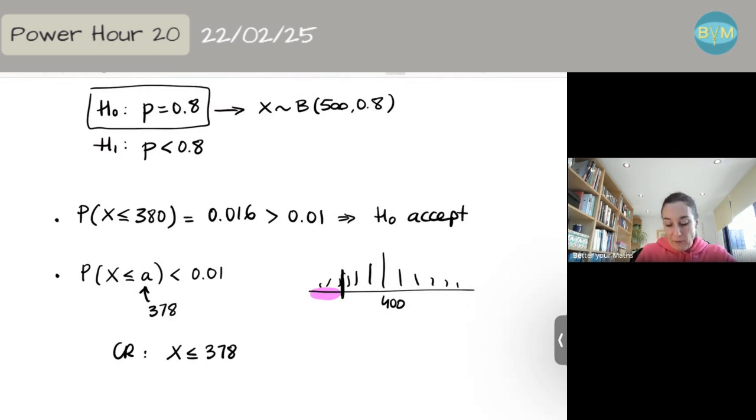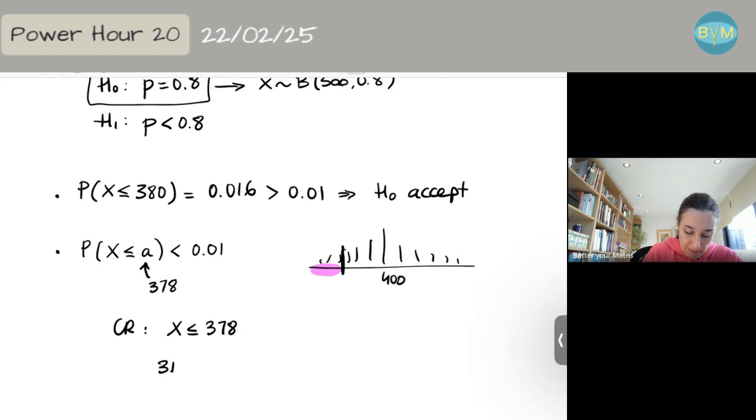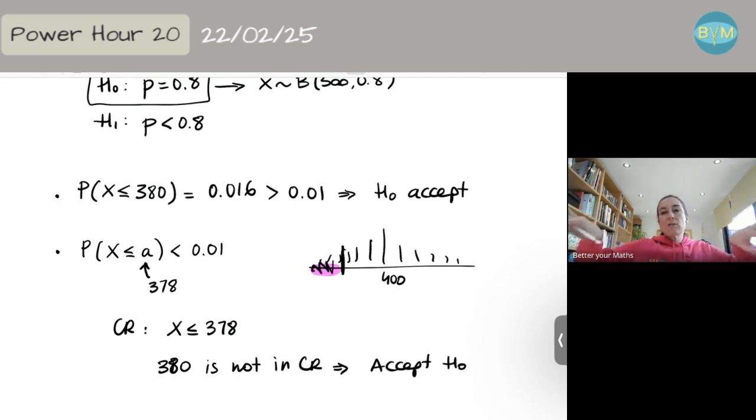So if I get 378 or less, I'm going to reject my hypothesis H0. But my value is just above, so it's not in the critical region because it's 380. So if it's not in the critical region, I have to accept H0. The critical region is where we reject because it's too far to the sides, too high or too low. Does it make sense?